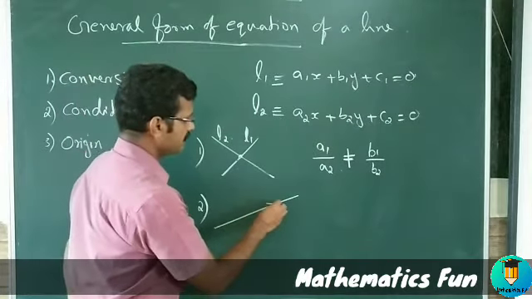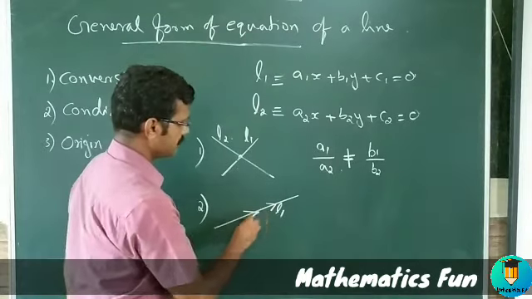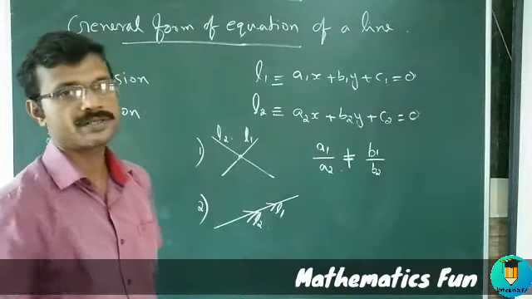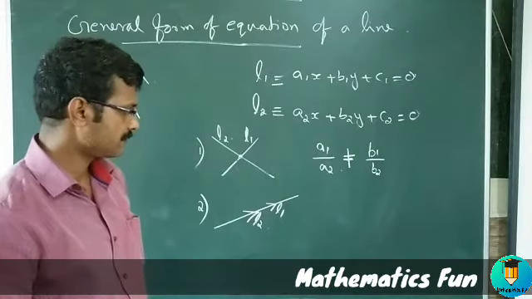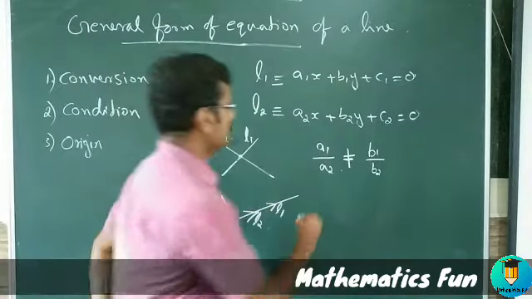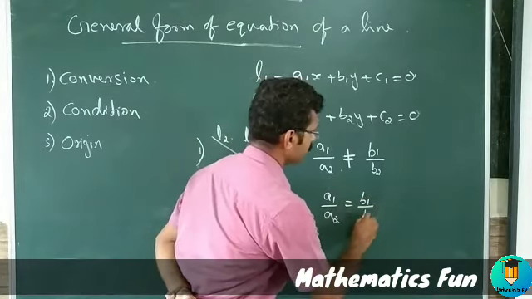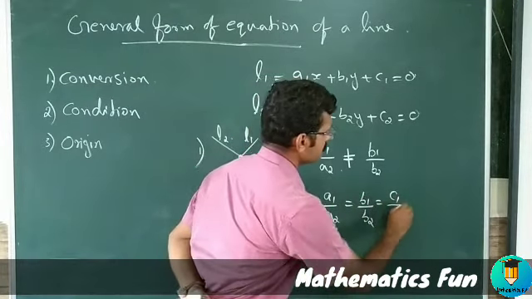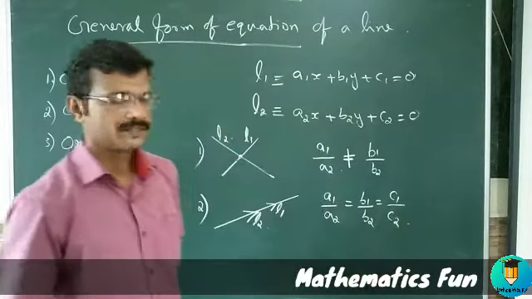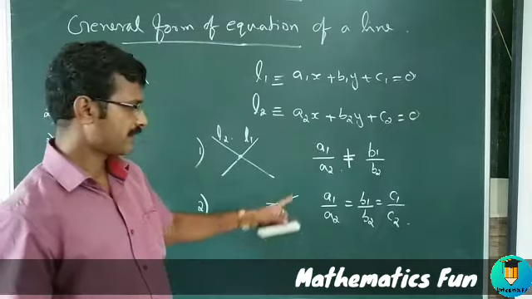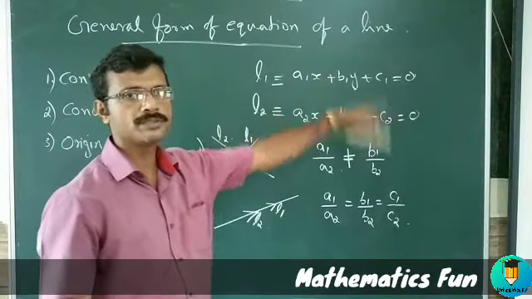Another situation can be that one line comes over the other line. L1 and L2 can coincide. Now, what is the condition for lines to coincide? The condition is A1 by A2 is equal to B1 by B2 is equal to C1 by C2. This is the situation when the lines are coinciding. The ratios of the coefficients will be the same.